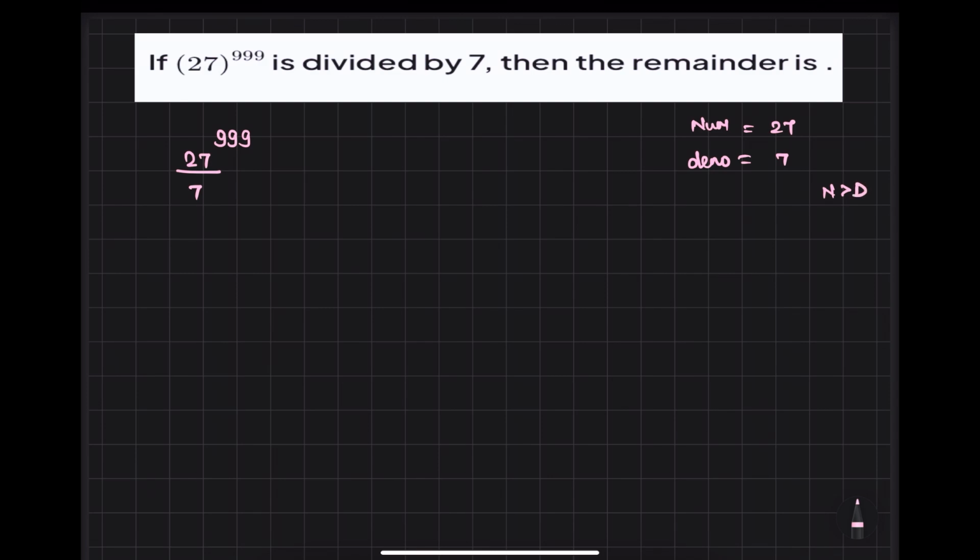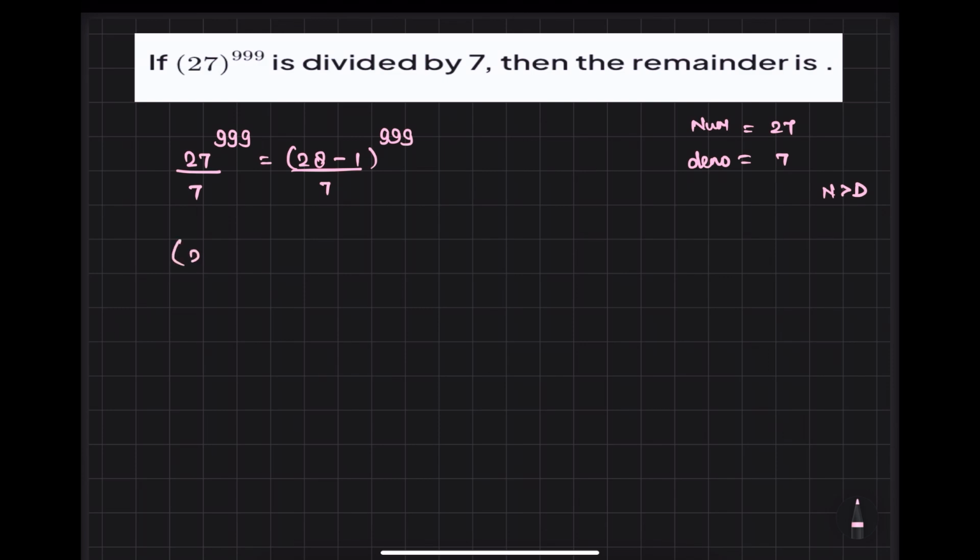So in this case, what should we do? We should write 27 as a multiple of 7, which means start using the table of 7 and get closer to 27. So 7 fours are 28, and 28 is closest to 27. So can I write 28 minus 1 power triple nine? Just tell me, okay? So look at this part.